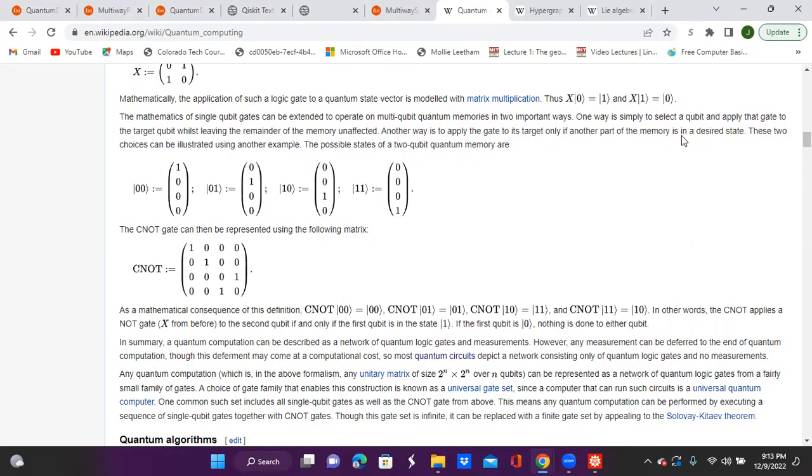The possible states of a 2-qubit quantum memory are as follows. The ket 0,0 is this vector here. The ket 0,1 is this vector. The ket 1,0 is this vector, and the ket 1,1 is that vector. And all of these vectors make up the matrix of the C0 gate.